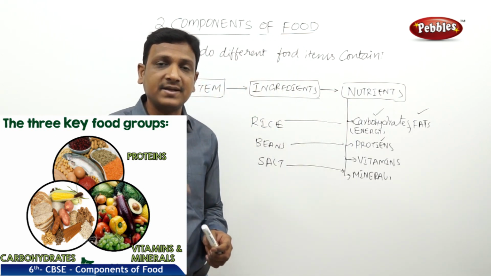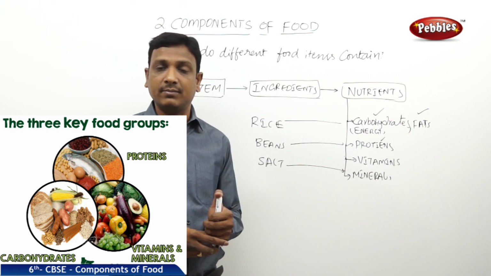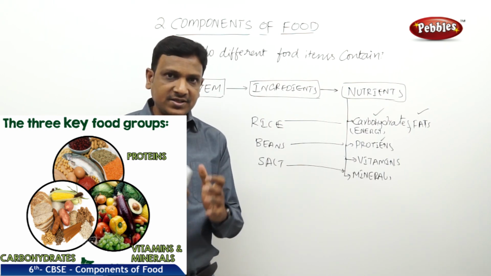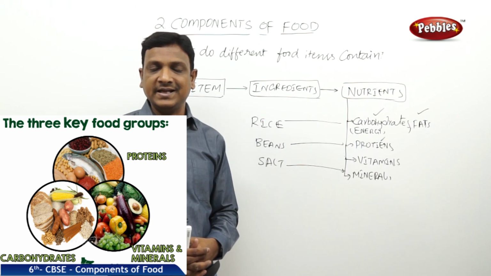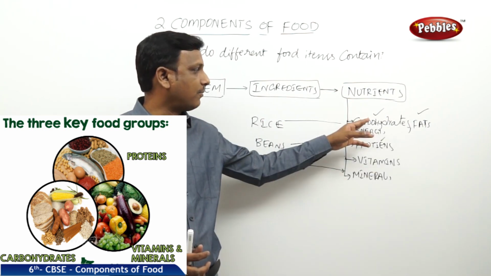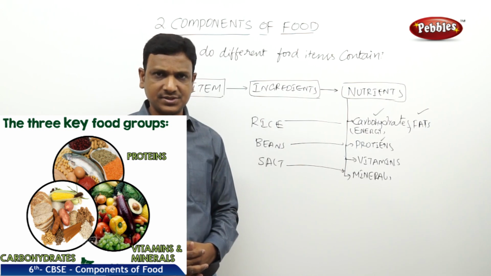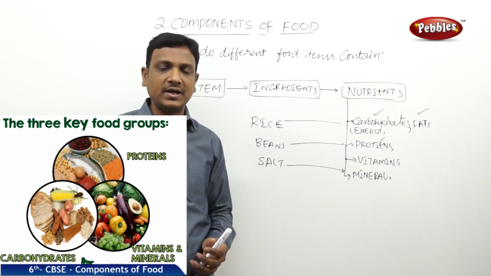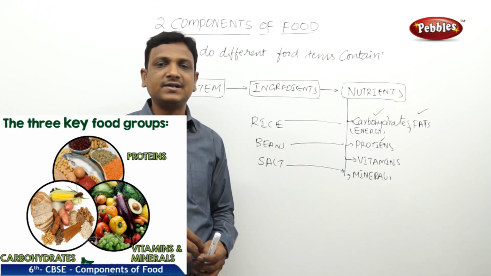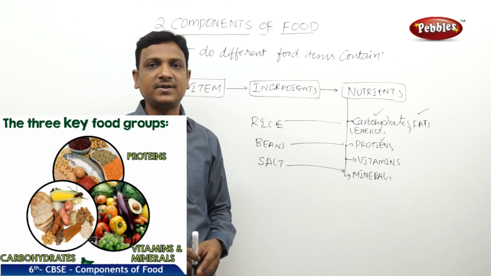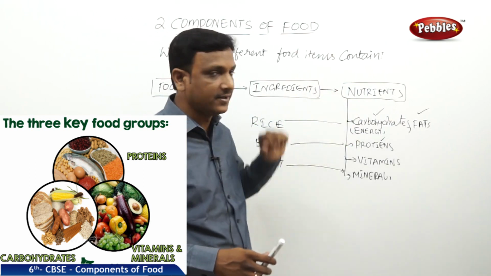So we can test their presence with the help of some equipment, but of course, we cannot easily test the presence of vitamins and minerals. But you can easily identify the presence of carbohydrates, fats and proteins in food items. That means the food that you are eating from your lunch bag, you can take some samples and test it to identify the presence of a particular nutrient.